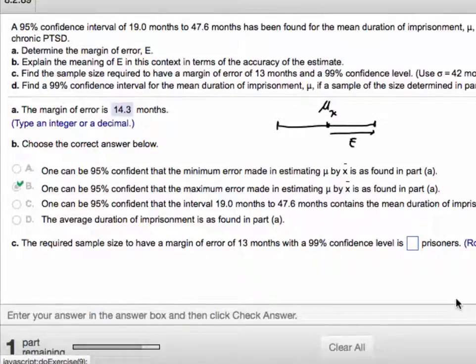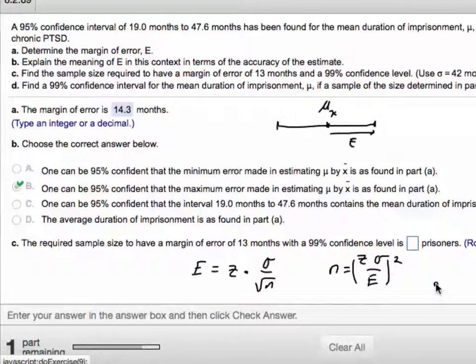Okay, so the required sample size to have a margin of error of 13 months with a 99%... So this is that formula that I gave you in class. What was it? So E is Z times sigma over the square root of N. So what would N be? N would be Z sigma over E all squared. Is that the formula I gave you? Okay, so this is the required sample size to have a margin of error of 13. So we're going to put 13 there.